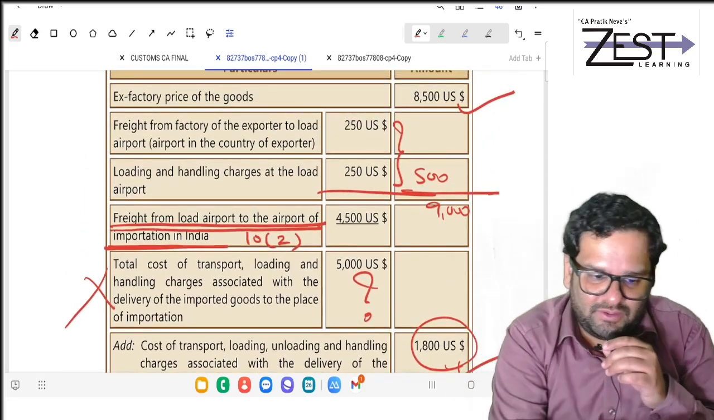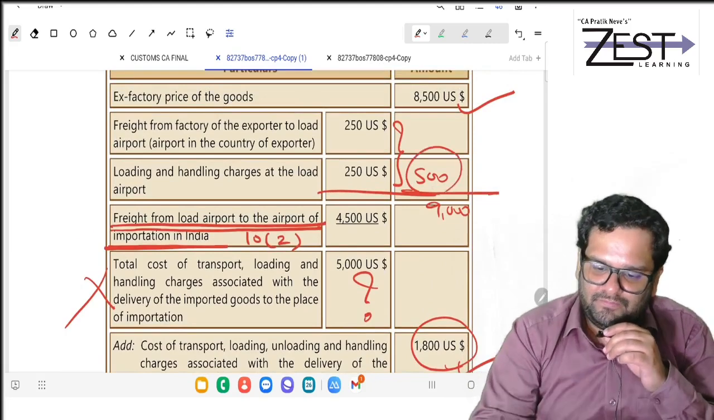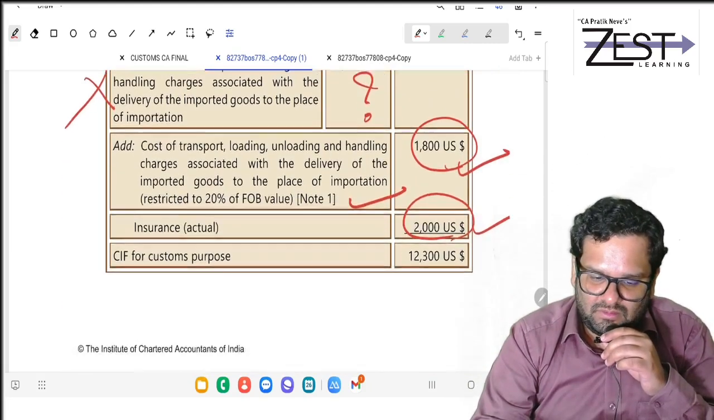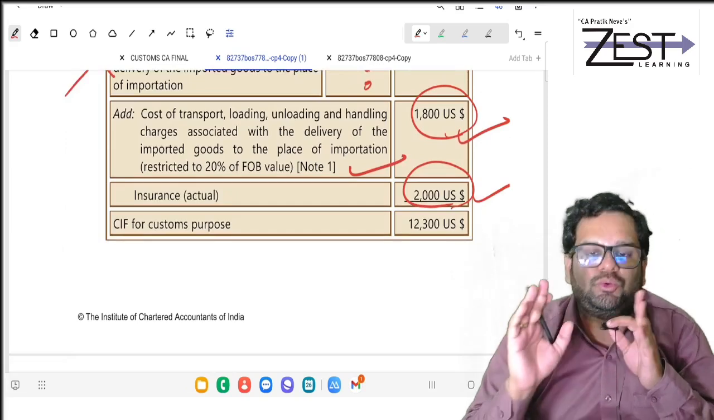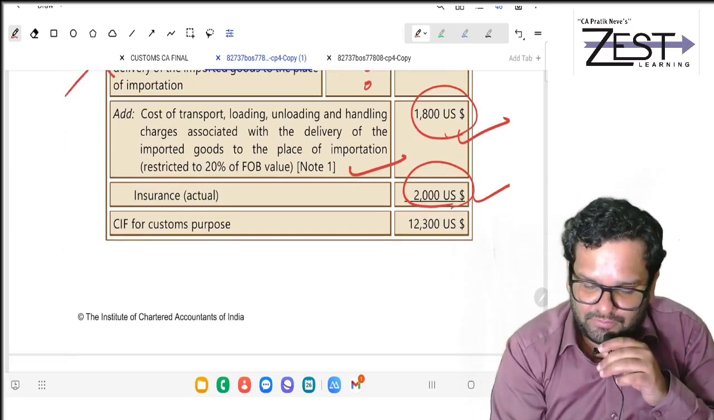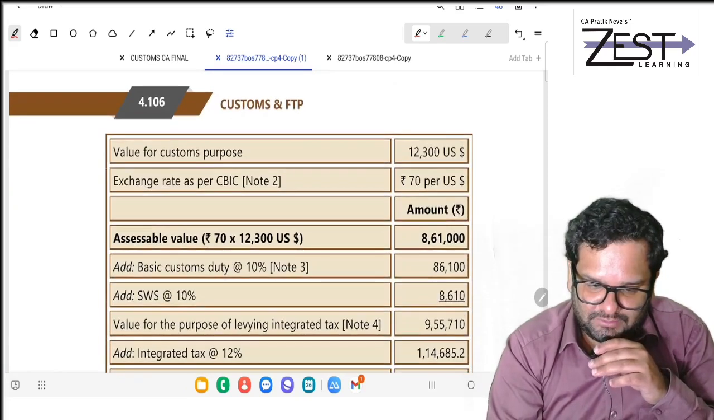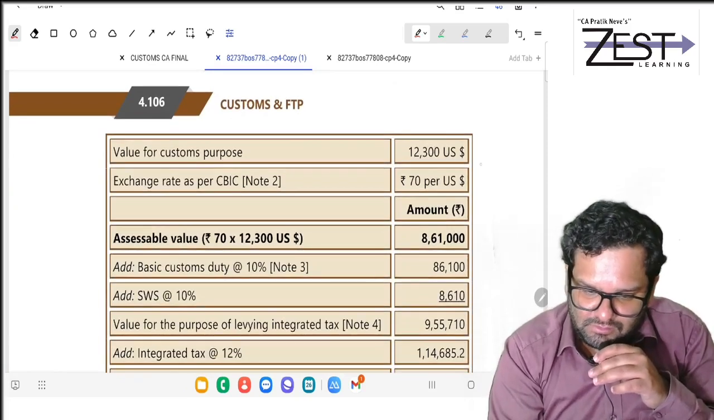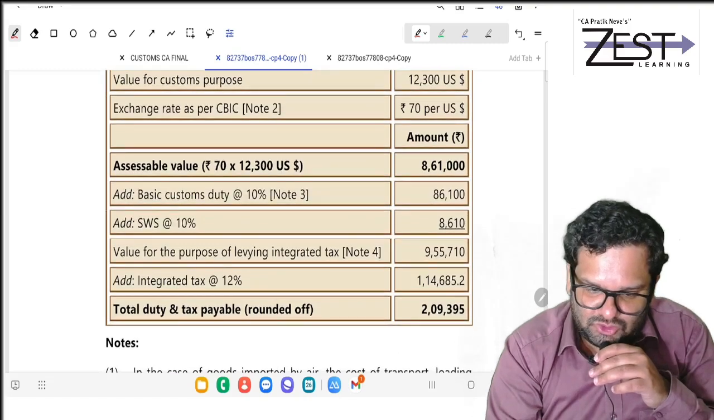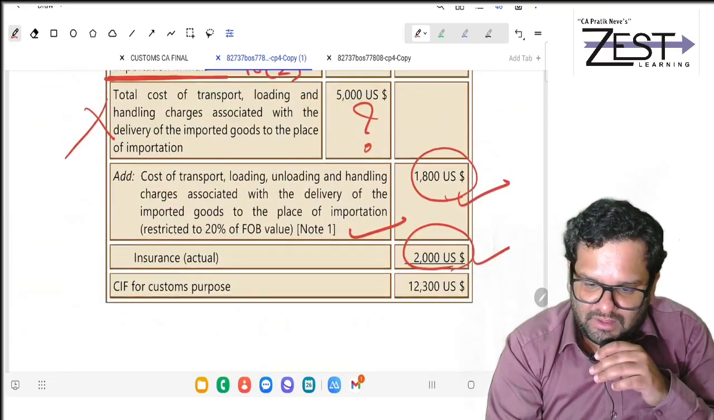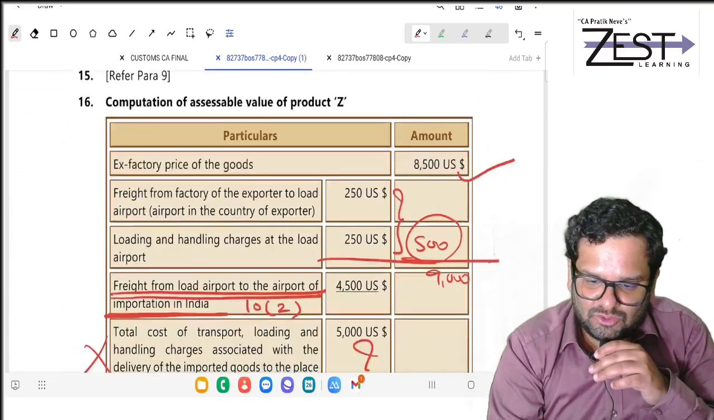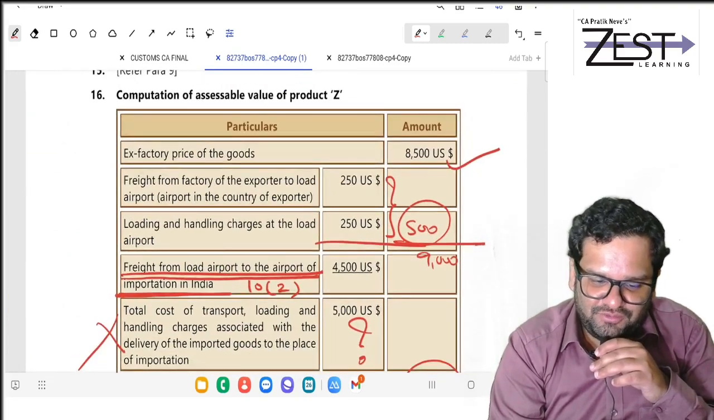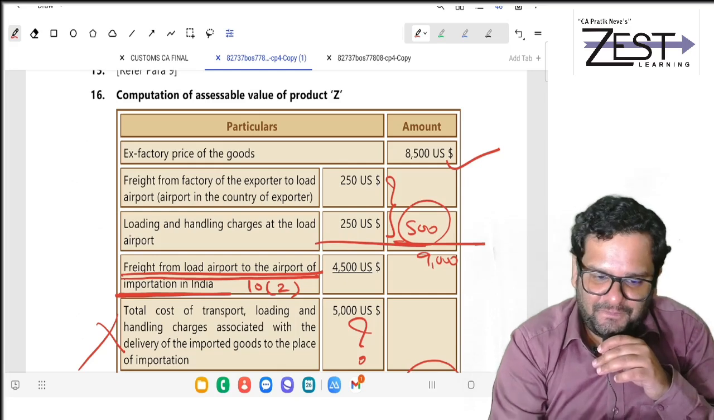Getting it? This 500 only they have not included. You should include. Fine. So, friends, can we start solving? Are you with me? Shall we solve? Okay.